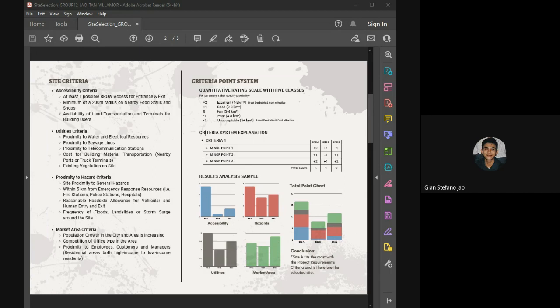Criteria that specify proximity are noted with an asterisk, with excellent being in a 1 kilometer radius and good within 2 to 3 kilometer radius, and so on and so forth, as shown in the slide. An chart for each criteria is presented, and a total point chart for the conclusion. So what you see in the slide is just an example. Next slide, please.